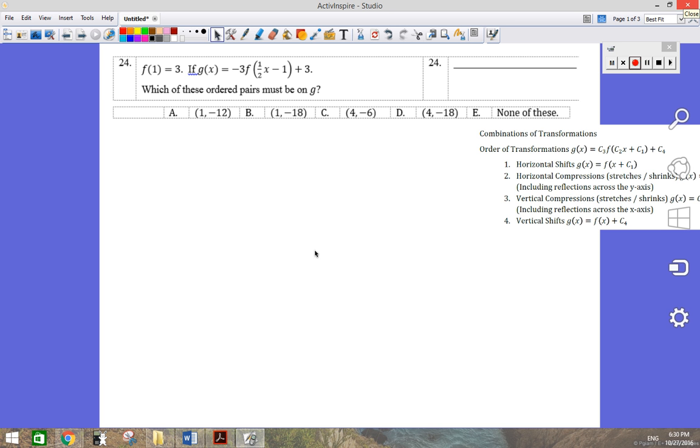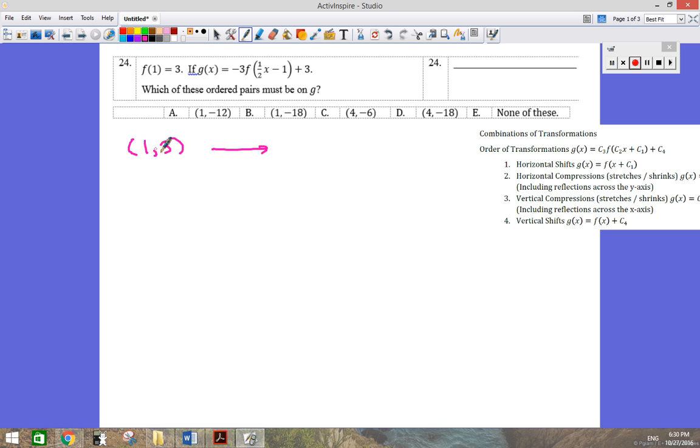Alright, so we need a starting point to be able to transform. We need the coordinates of a point on the graph of f, and then step by step we'll have a sequence of transformations that'll eventually lead us to a point that we know to be on the graph of g. So f evaluated at 1 equals 3 is telling us that the graph of f is passing through the point 1, 3.